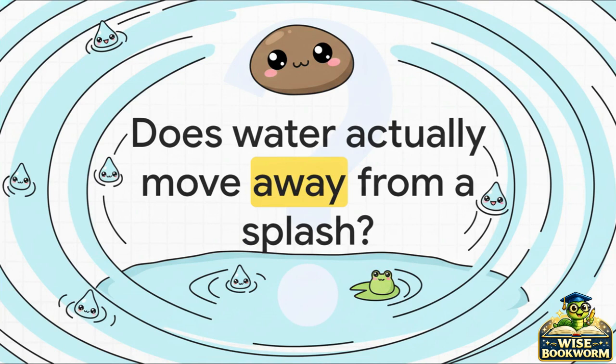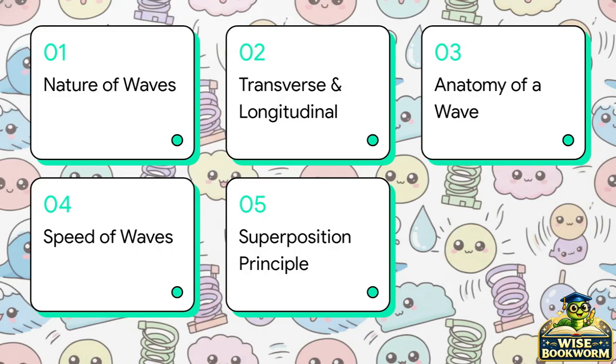Think about the last time you dropped a pebble into a perfectly still pond. You immediately see those rings rippling outward, right? It feels totally intuitive to assume the water itself is flowing outward toward the shore. But is it actually moving? Like, is that physical water traveling away from the splash? Okay, let's dive into this.